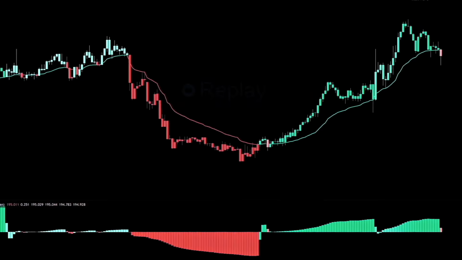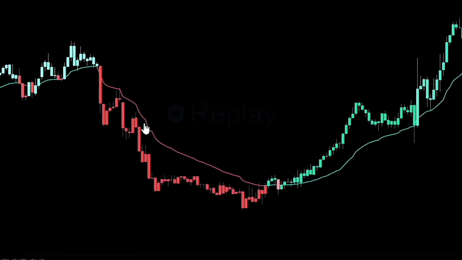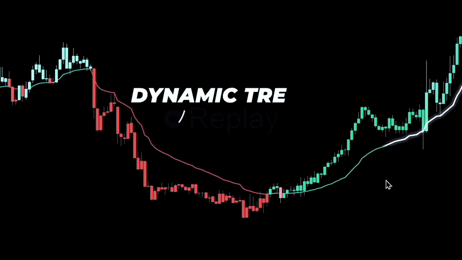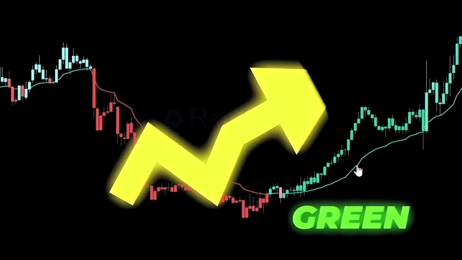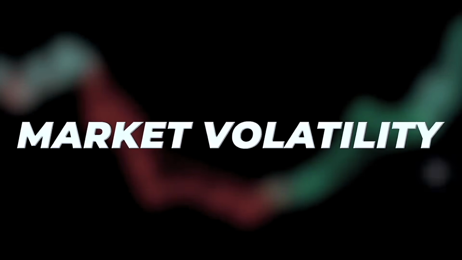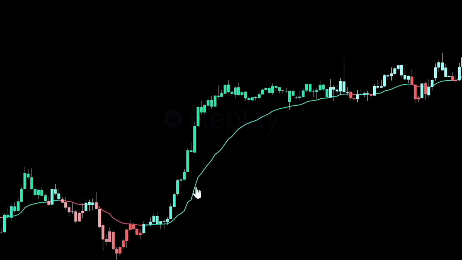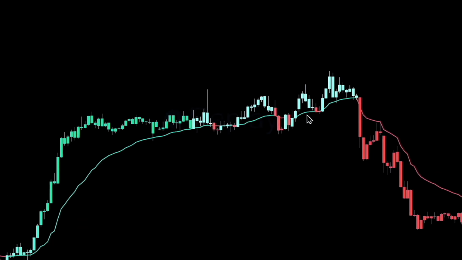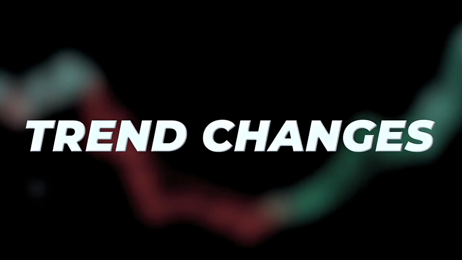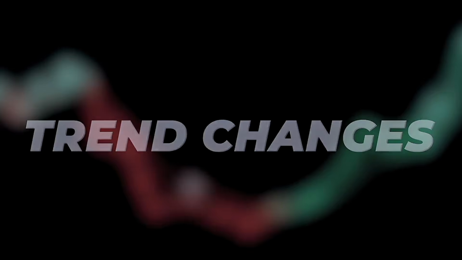When you add it to your chart, you'll spot a few key features. First, there's a dynamic trend line on the price chart. Green for bullish vibes, red for bearish. It's smart, adjusting to market volatility in real time, widening during wide swings and tightening in calm periods. This makes it faster at catching trend changes than a plain moving average.